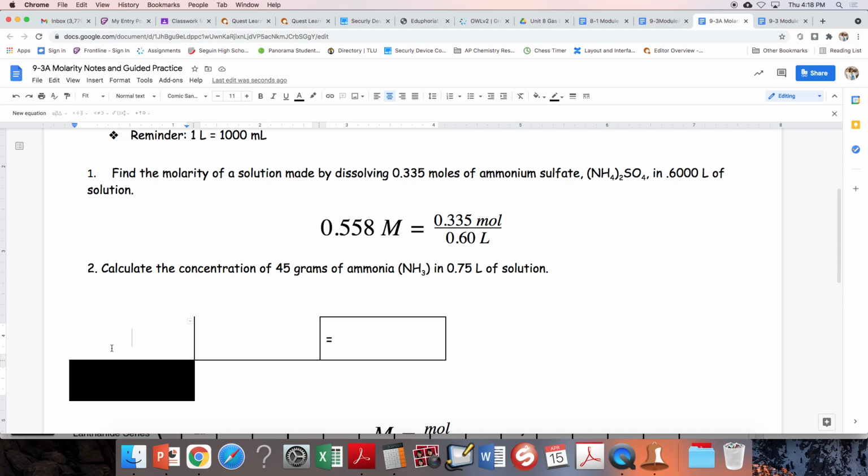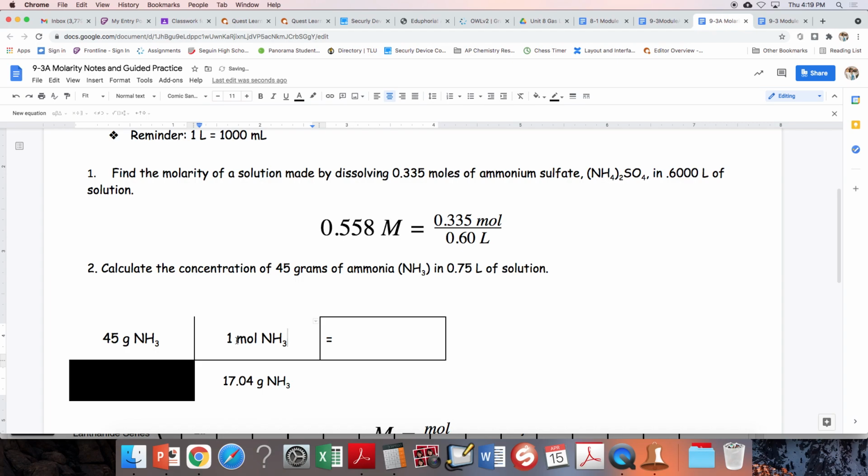So we're going to start with we've got to convert my 45 grams of NH3 into moles. Remember, if I've got grams up here, I need grams down here. Those grams are going to come from the periodic table. If we look at the periodic table, we add up nitrogen, which is 14.007, and 3 hydrogens, which is 1.008. So this should work us out to about 17.04 grams of NH3 for every 1 mole of NH3.